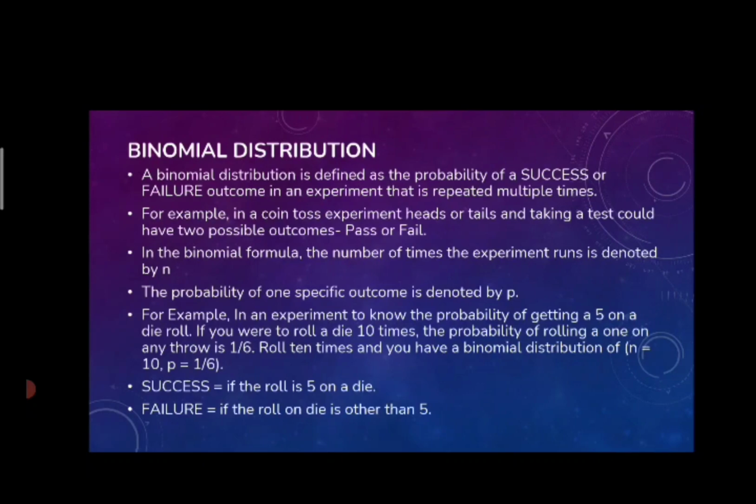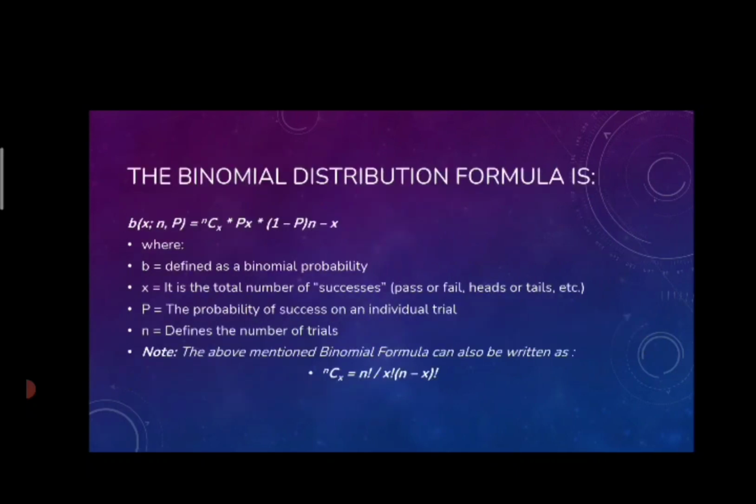For example, in an experiment to know the probability of getting a 5 on a die roll, if you were to roll a die 10 times, the probability of rolling a 5 on any throw is 1 by 6. Roll 10 times and you have a binomial distribution of n is equal to 10, p is equal to 1 by 6. Success is if the roll is 5 on a die. Failure is if the roll on the die is other than 5.